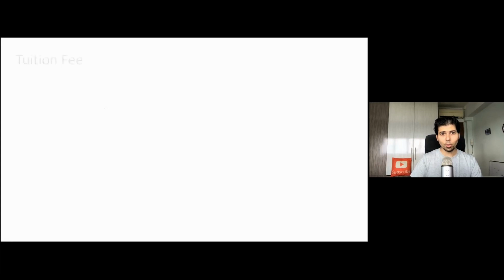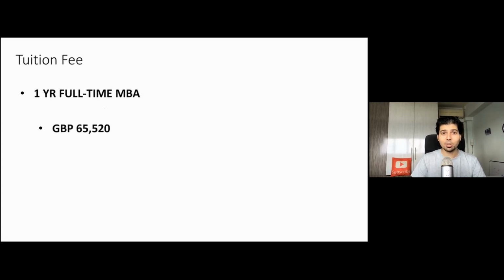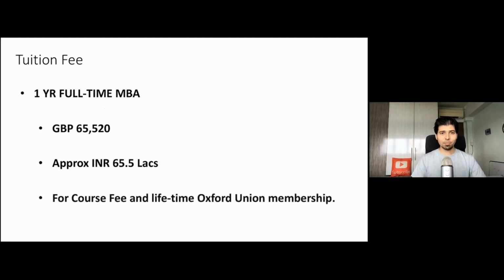So coming to the course fees, which is the tuition fees for the course, for the 1 year full-time MBA, you have to spend 65,520 British pounds. That means around 65.5 lakh rupees. So for this amount, you are getting the whole course and also some lifetime Oxford Union membership. And now I'm not sure what this Oxford Union membership is, but if they have highlighted it on their website, it must be something great. So please do your own research. But this is something good to know.